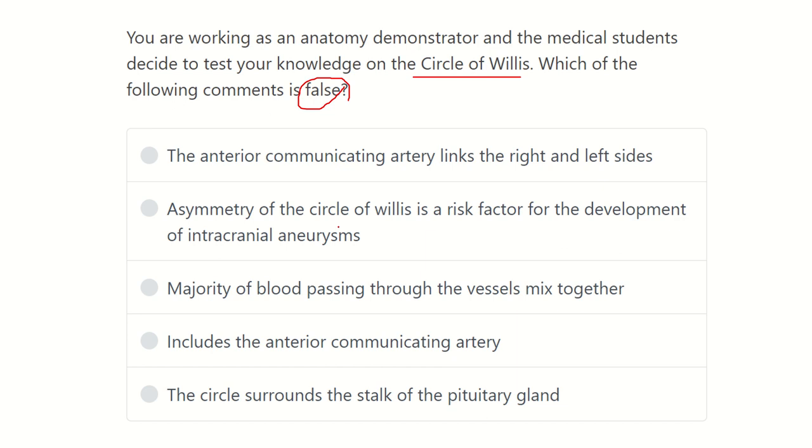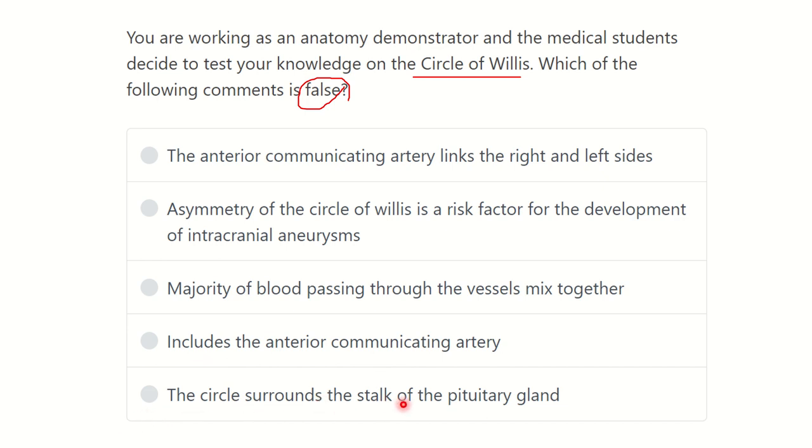So first of all, read the options. The anterior communicating artery links the right and left side. Asymmetry of the circle of Willis is a risk factor for development of intracranial aneurysm. Majority of the blood flow passing through the vessels mixed together includes the anterior communicating artery, and the circle surrounds the stalk of the pituitary gland.